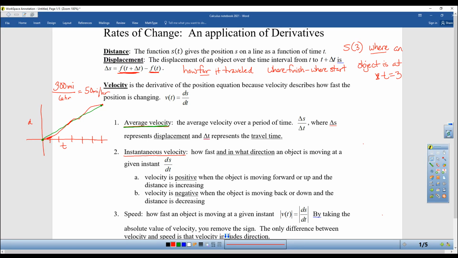That's the whole purpose of the derivative. To be able to say, I don't want to know the average slope. I want to know the slope right at that second. So average people would do average velocity, but you're in calculus. You can find instantaneous velocity.